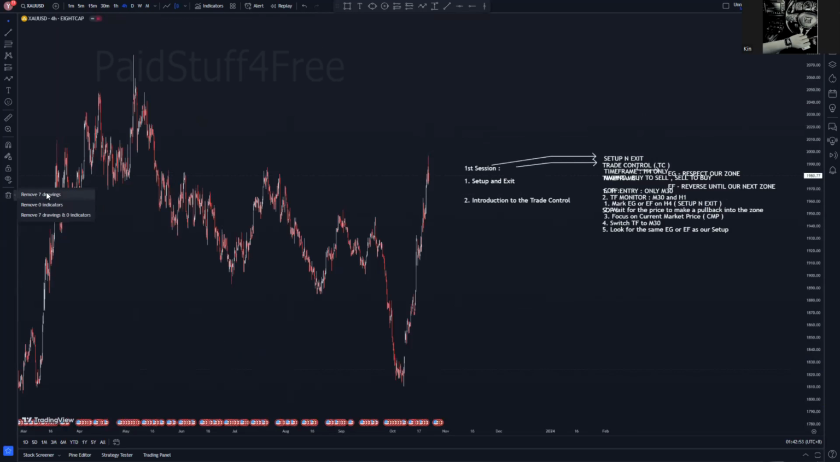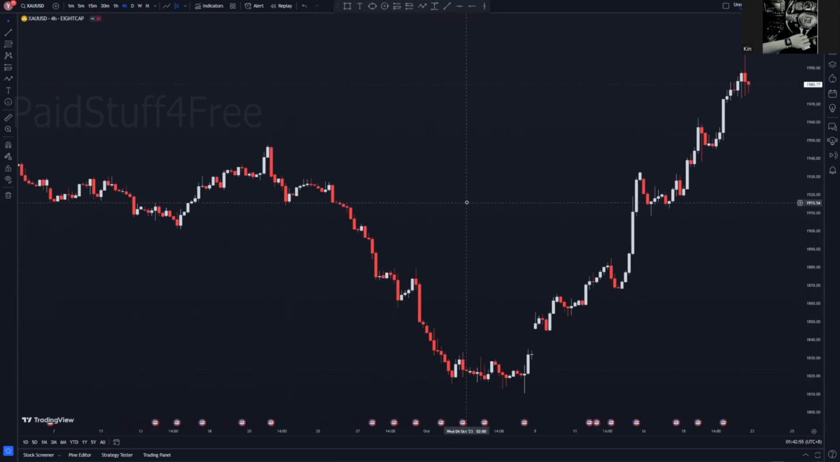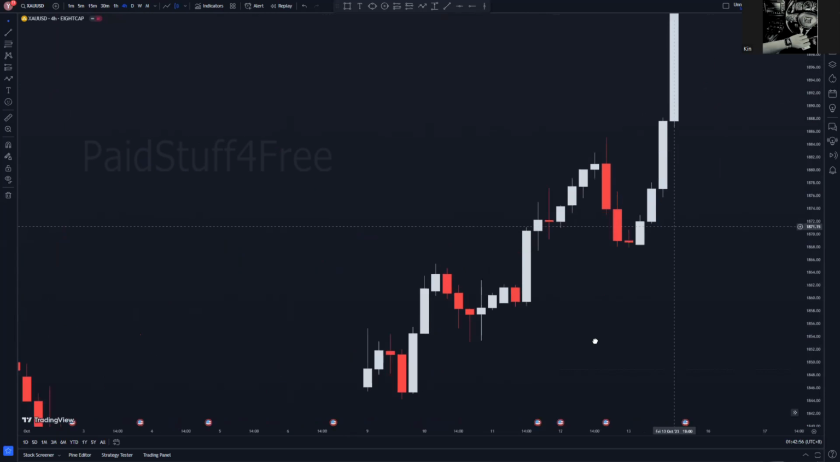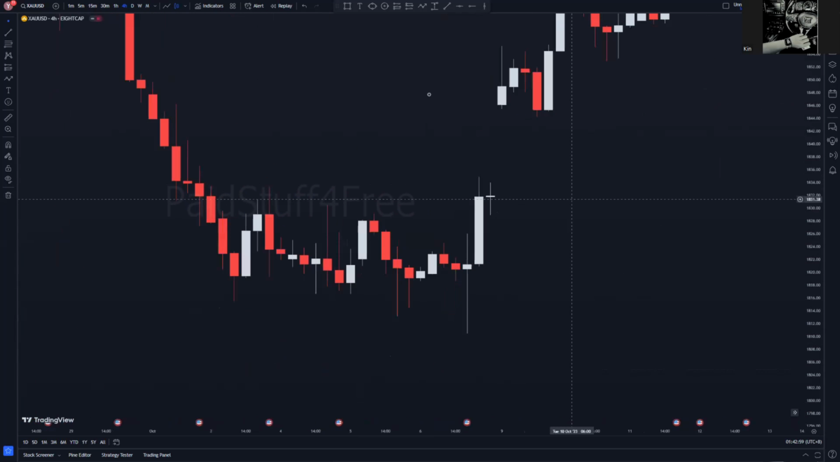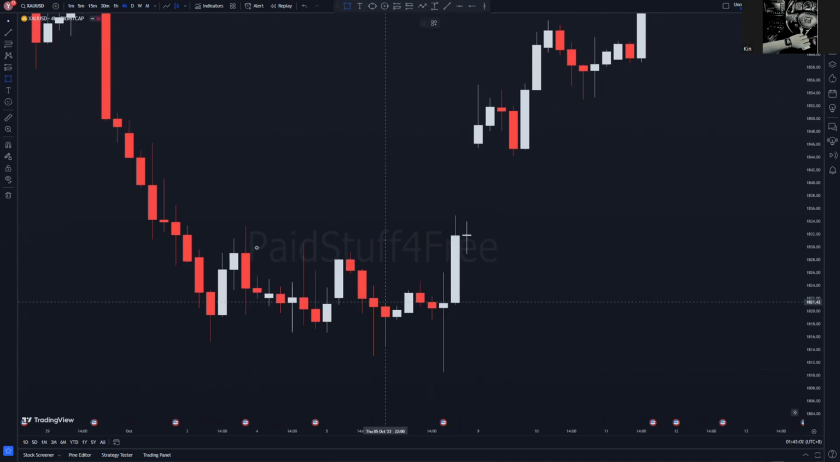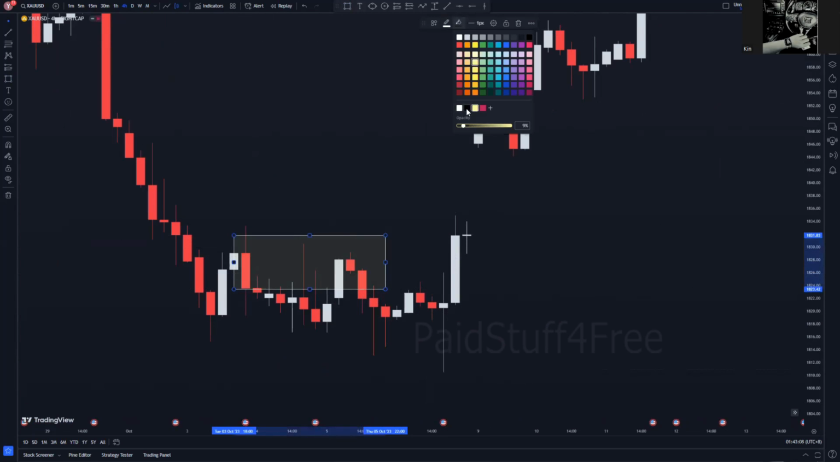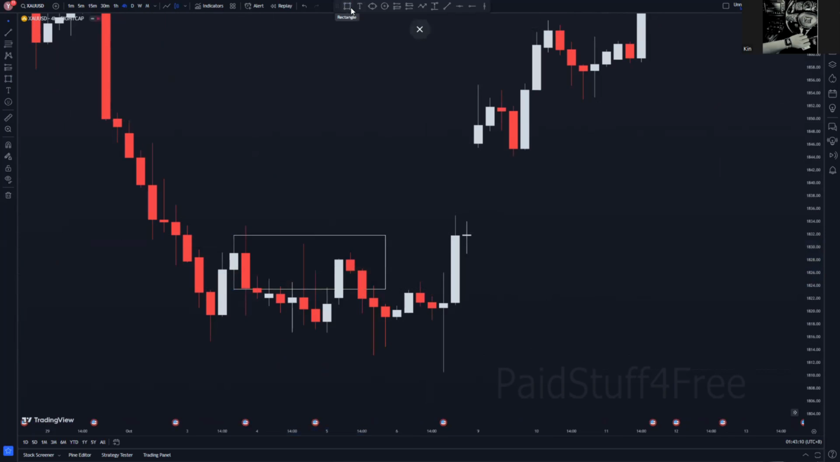I'm going to show you guys a few examples. For an example right over here, let's look at this sell zone first. We have this engulfing sell, and then the price made a pullback into the zone. I know a few of you will ask why we don't focus on this one first. No, because I want to do a backtest on this one.